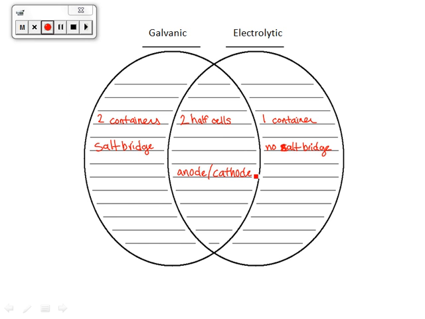All right, what happens at the anode? Okay, so that's going to be the same in both. Oxidation is still going to happen at your anode, and at the cathode, still going to have reduction. The wire is present in both. And what flows on the wire? So far, pretty similar, other than the container part.